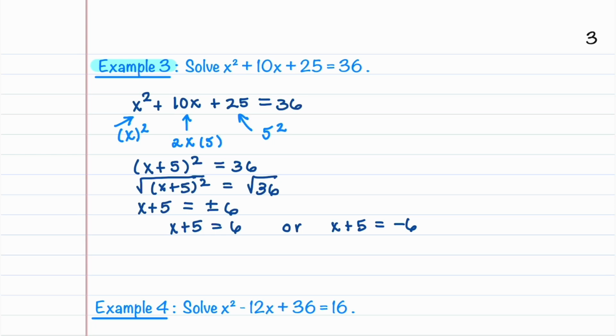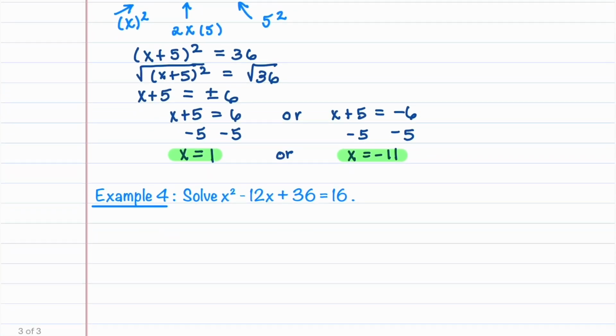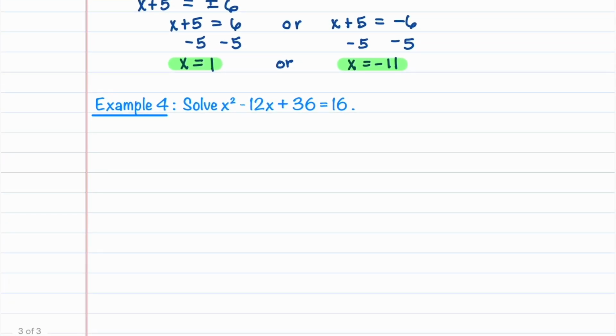Let's do the one on the left first. We'll subtract 5 from both sides, and that gives us x is equal to 1. Now let's look at our 1 on the right. We'll again subtract 5 from both sides, and we have x is equal to minus 11. We'll put a little or there, and our solutions then are x is equal to 1 or x is equal to minus 11. Hang with me, we have one more example, and after we do this example, I'm going to show you a common mistake that you definitely want to avoid.